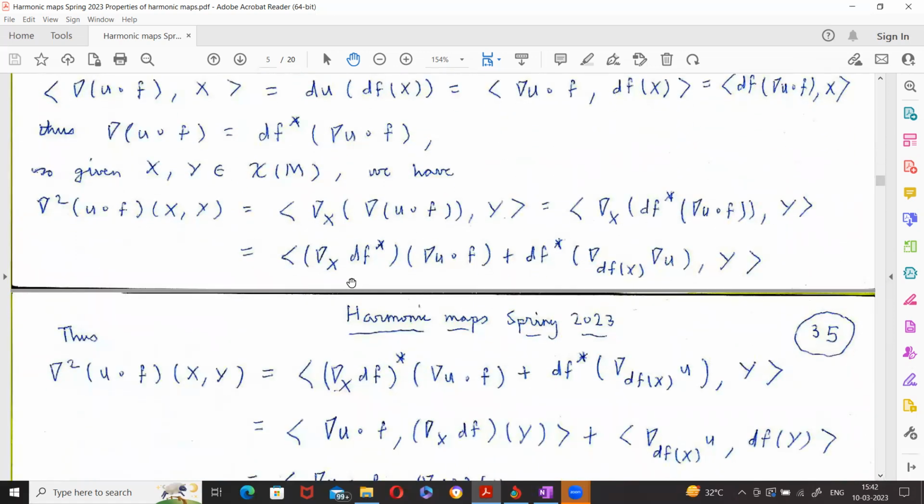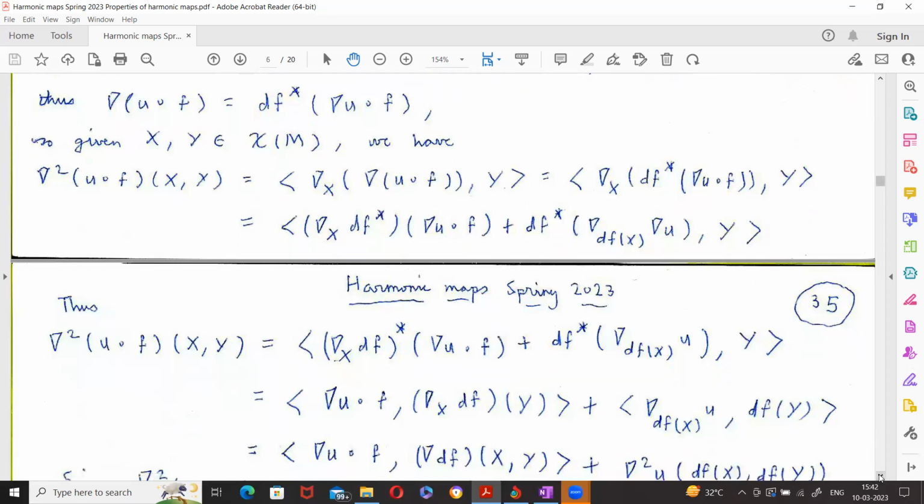And now we can use the fact that nabla x of df star is equal to nabla x of df whole star. This is what we just proved. So this is going to be nabla x of df whole star acting on grad u composed with f, plus df star acting on nabla dfx of u, inner product with y. So now the adjoints I can move on to the other side, onto y. Then I'll get grad u composed with f inner product with nabla x df acting on y, plus nabla dfx u inner product with df of y.